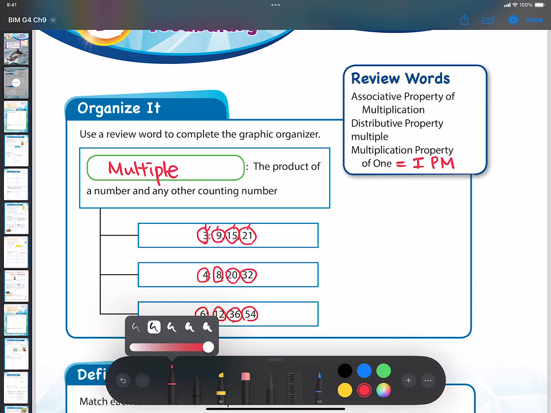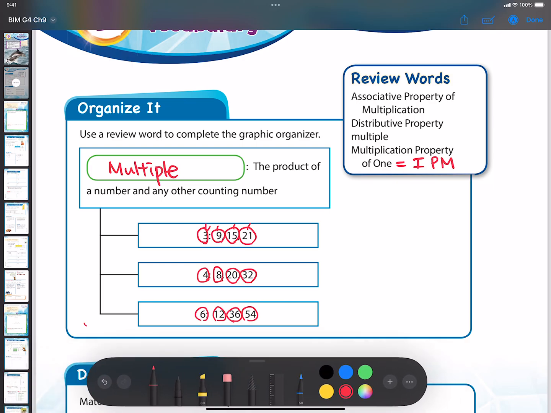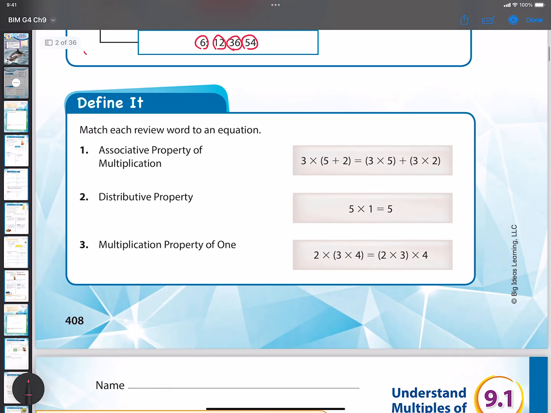Move on. Match each review word to an equation. When you hear associative, it's related to changing the group order. So they are going to change the order of the group. Distributive property is what? Delivery, right? Remember? 3 times, deliver to 5 and deliver to 2, and then you add together. 3 times 5, 3 times 2. That's distributive.